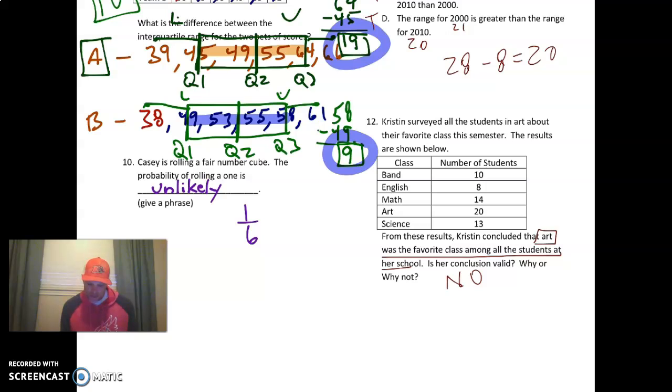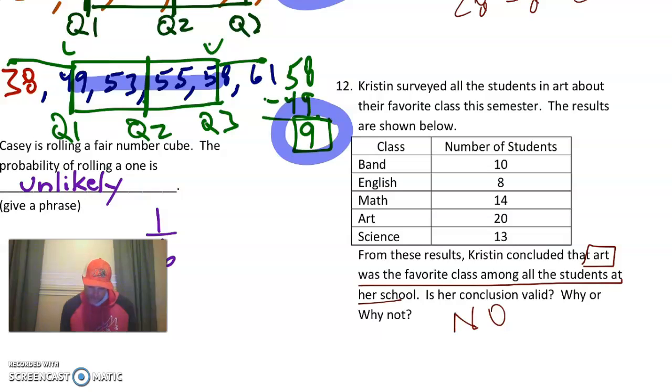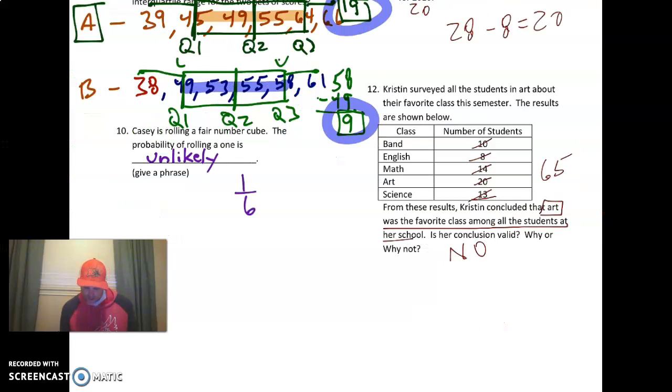Let's look at how many students are apparently in this art class, because all she surveyed was art. So how many kids are there? 10, 20, 30, 38, 48, 52, 62, 65. There are 65 total kids. And how many had art as their favorite? It's only 20 out of 65. Why or why not? Because only 20 out of 65 actually picked art.